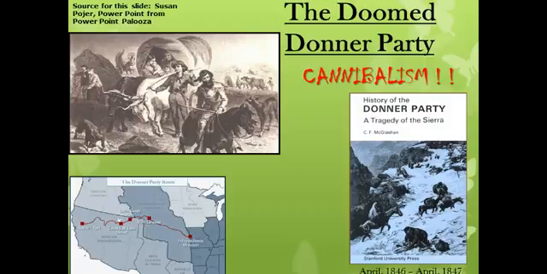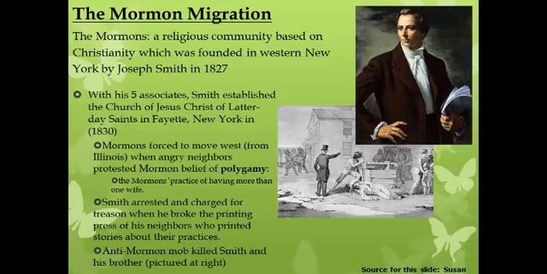So here's some other depictions of the doomed Donner Party. You see the party route down here at the bottom left. The top left, you see a painting depicting the party, and then there's a historical book about the doomed Donner Party, those poor folks. So the Mormon migration. We've heard a lot about discussion of Mormons and what they're all about, so let's dispel the rumors and talk about some legit history here.